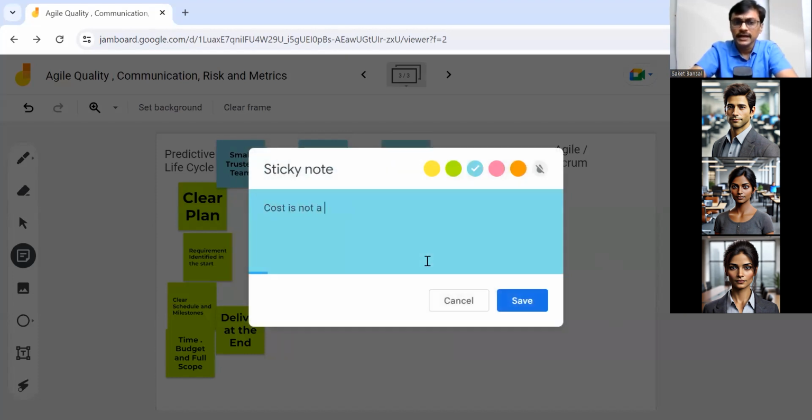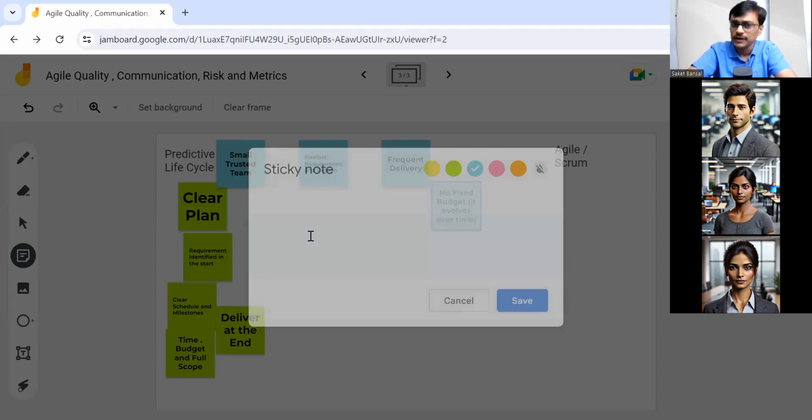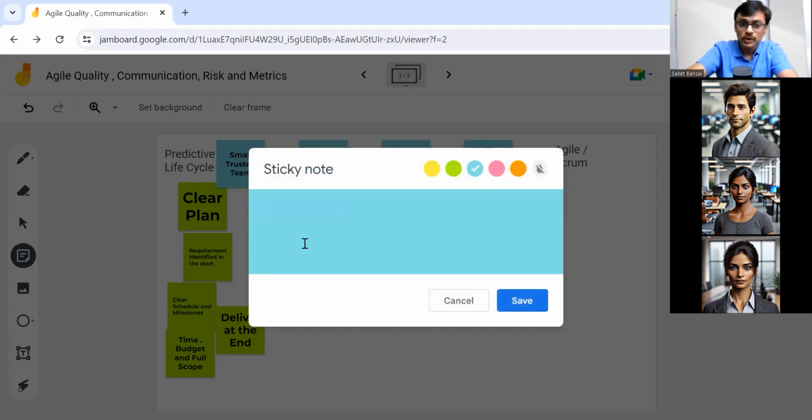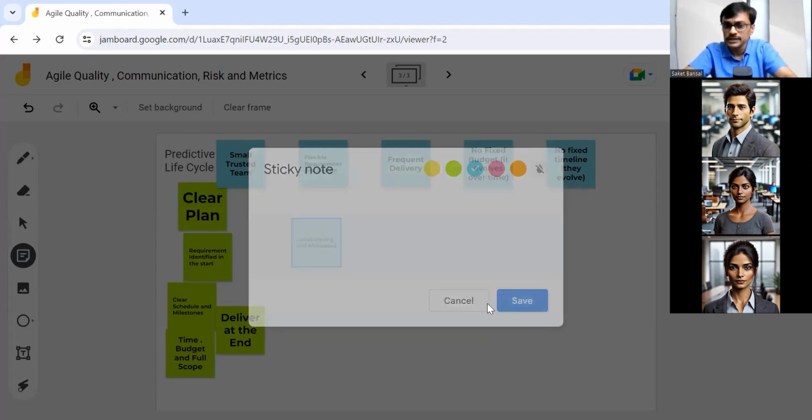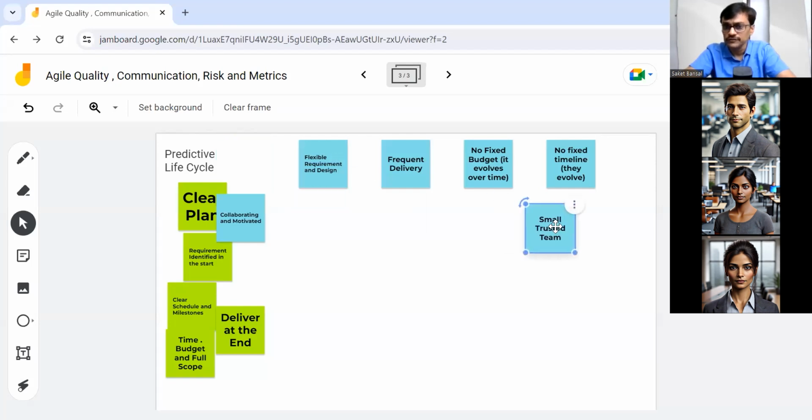Cost is not an issue. So we don't have a fixed budget. It evolves over time. We decide every sprint whether we want to continue with the next sprint. No fixed timeline. So they evolve. And everyone is collaborating and motivated to get these things moving. So that's a highly collaborative environment, rather than you have done this or you have not done this. Those kinds of things are not there.